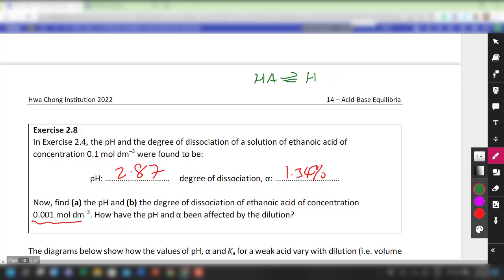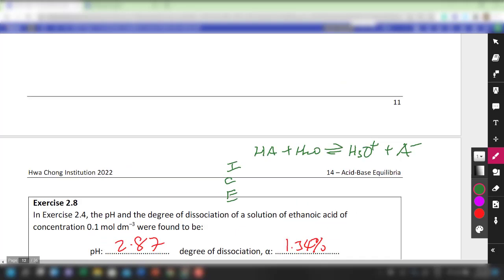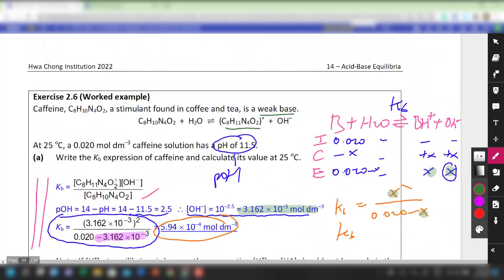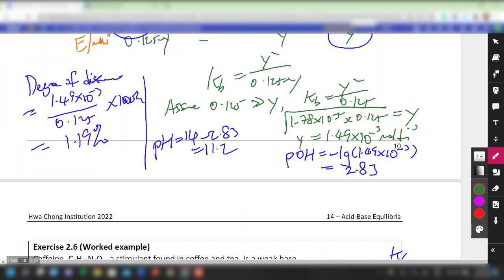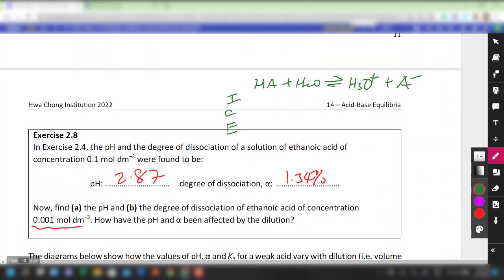Okay, maybe I should put the more correct form, from what you have learned in H2, so that there's some consistency. So we have an I stable over here. Okay, so again, the Ka value. What is the Ka value of ethanoic acid? 1.8 times 10 to the power minus 5. Okay, so we'll write that in.